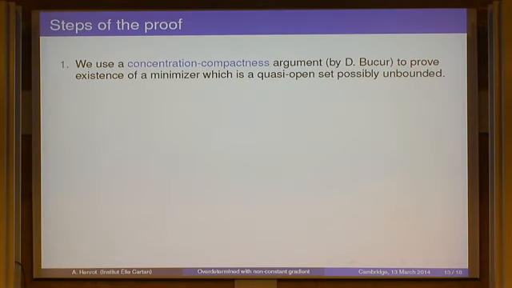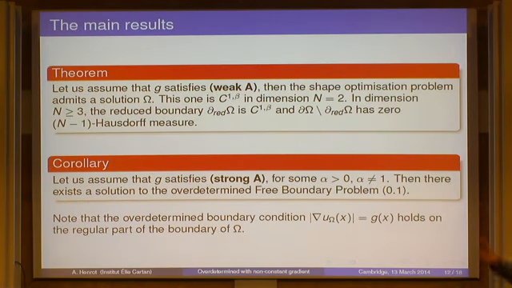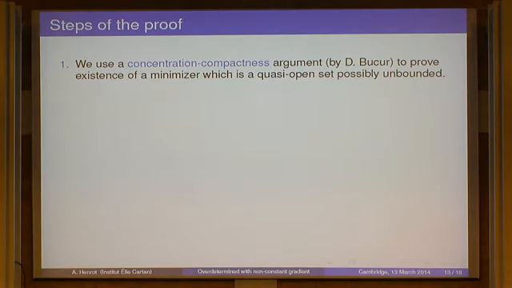Okay, so the main point is to prove existence and regularity. So this has these 2 steps, existence and regularity for my shape optimization problem. And now it's classical for those who know shape optimization. And actually the 2 tools I use are due to De Giorgi.